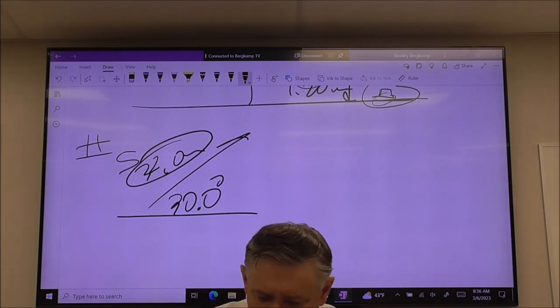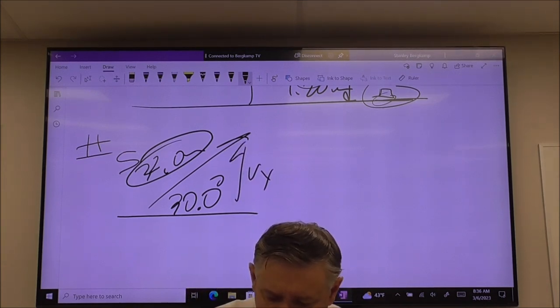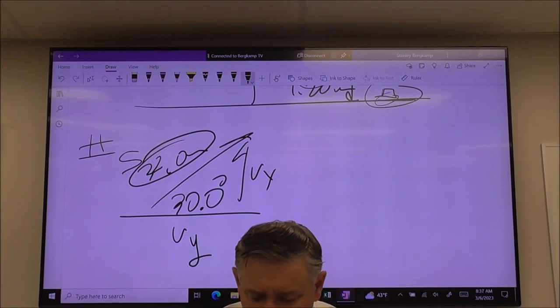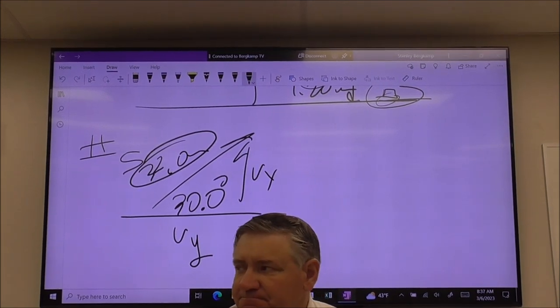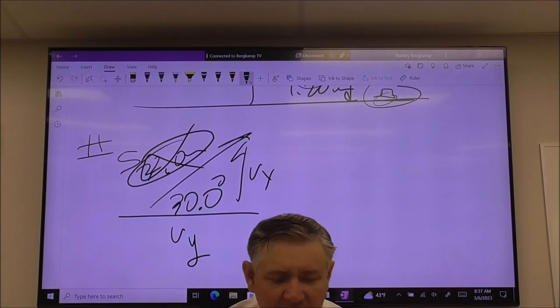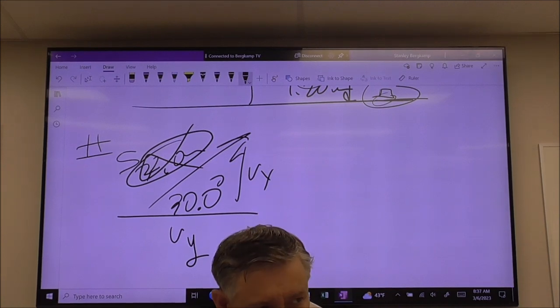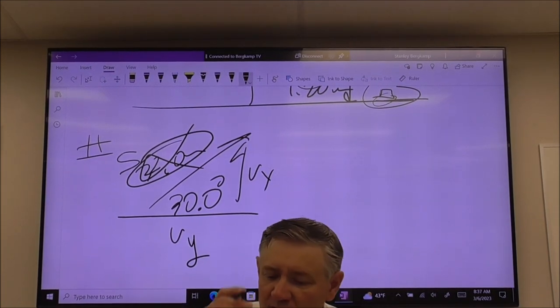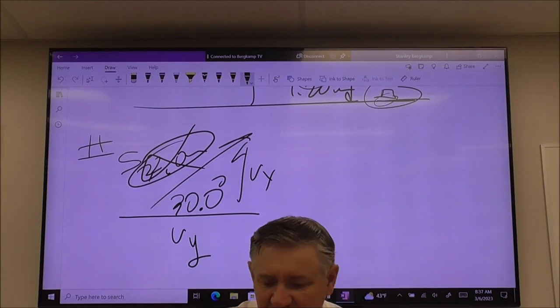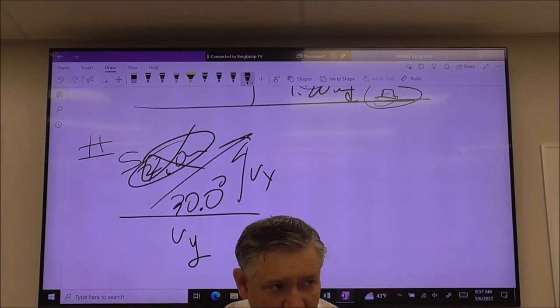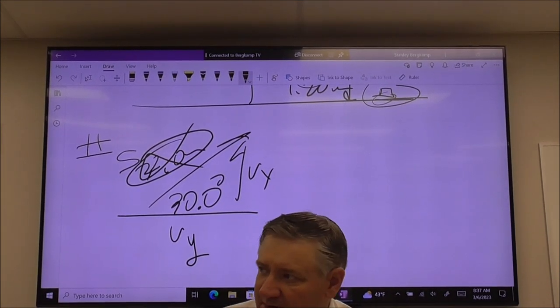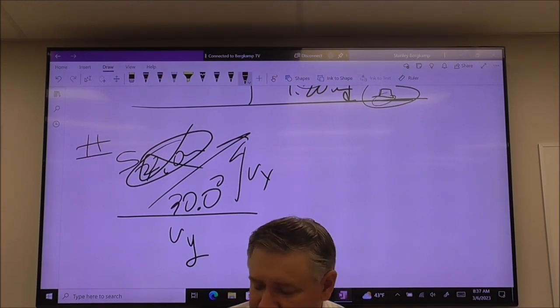Find Vx and Vy. I'm going to find Vx and I'm going to find Vy. And then what am I going to do with that 32 meters per second? Get rid of it, okay? Put an X through it. Don't use it again, okay? Use that 32 meters per second to find your Vx, you find your Vy. And then never speak of that again. It is dead to you, okay?